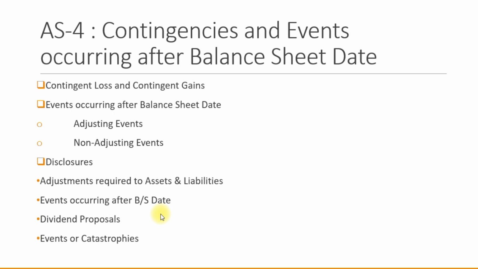Next, we'll see what events occurring after balance sheet date are. These events occur after balance sheet date, but on or before the day on which financial statements are approved by the board of directors of the company or by the managing director of a partnership firm. There are two types of events: adjusting events and non-adjusting events.